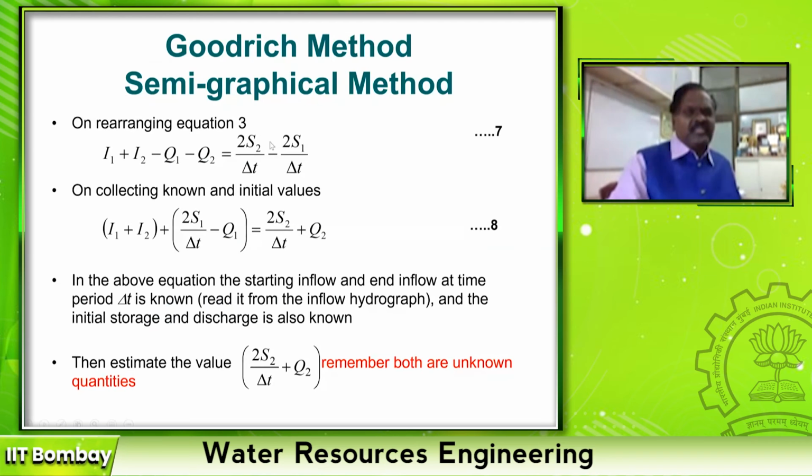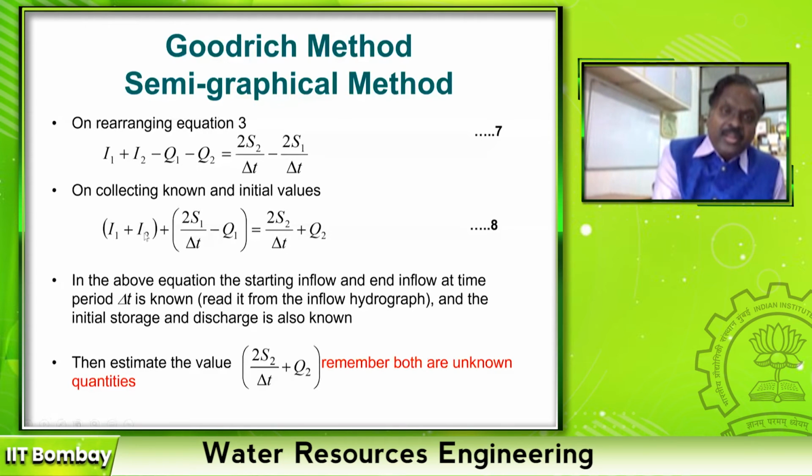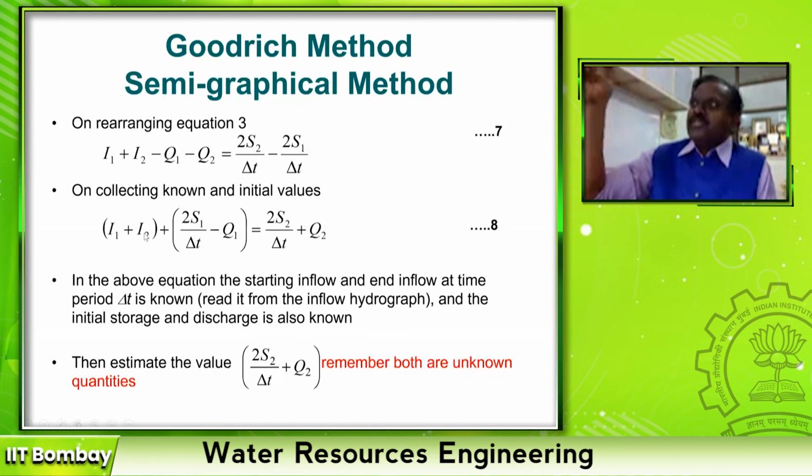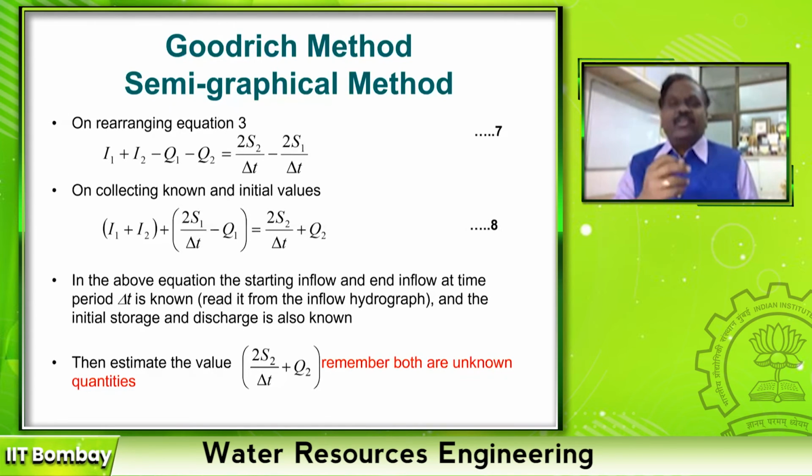So in this equation 7, everything is known except Q2, that is the discharge at the end of the delta T. Also this relationship, storage at the end of the time delta T. Now bringing the known and unknown to one side, right? In the above, I2 is known because I2 is estimated from your flood hydrograph. Delta T is the time step at which you want to see the status of your flood. Maybe you can keep this delta T equal to your hydrograph time steps.